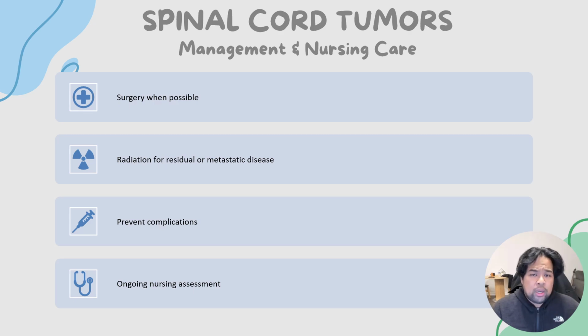And nursing priorities: you're going to do your neuro assessment. You're going to monitor the bowel and bladder. You're going to prevent any injuries from repositioning, and you're going to do some sort of range of motion to prevent contractures.